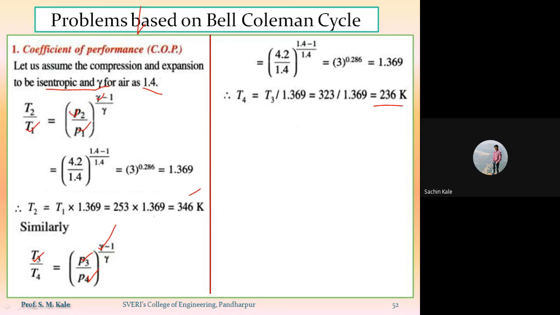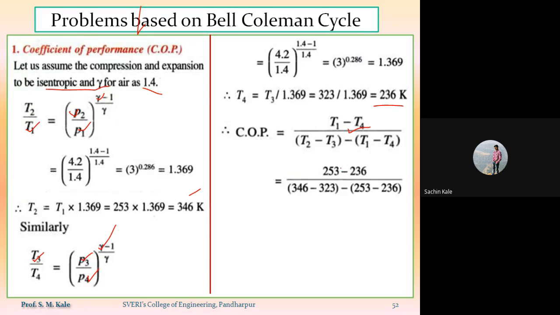Now T2 is calculated, T4 is calculated; put them in this COP formula and you will get the value of COP. So this will be the value of COP. Are you getting everyone? Yes or no? Understood up to here? Yes or no?